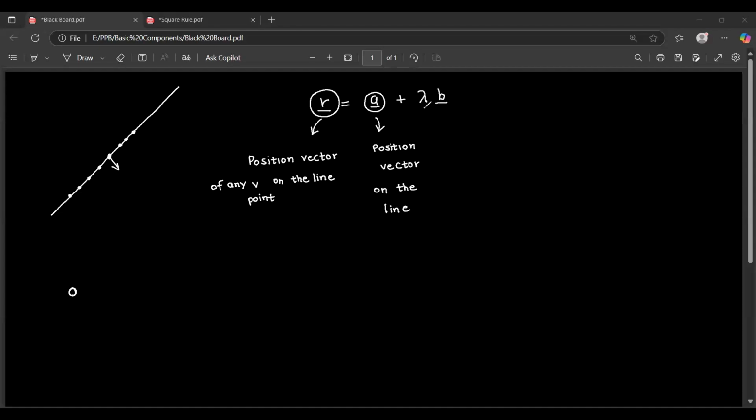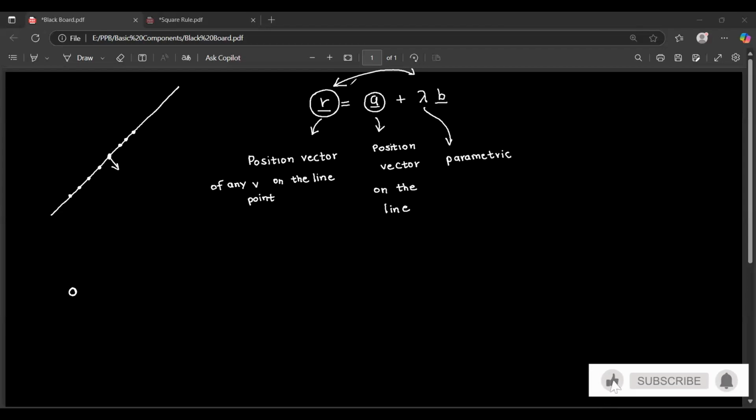And then we have lambda. It is the parametric variable. For different values of lambda, you can actually represent different points. So these two are like y = mx + c, where y can be represented as r and x can be represented as lambda. I'm not going deep yet, but we will be coming to that soon.